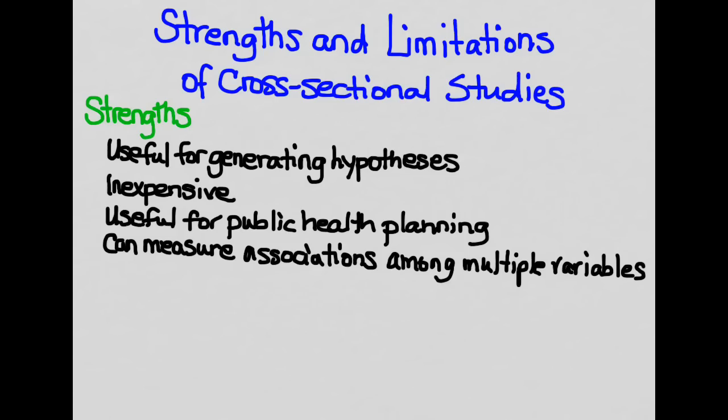Correlational studies, again, are inexpensive. Like ecologic studies, the data are often already collected, and so it's easy to just look for associations among variables. They're also useful for public health planning. If you see that the prevalence of particular things is higher in some groups, then that suggests how you could spend public health dollars.